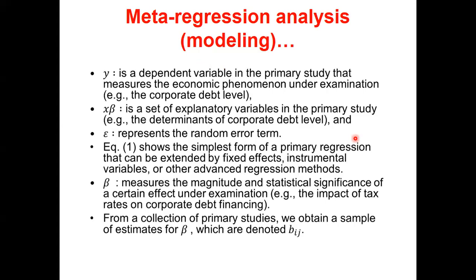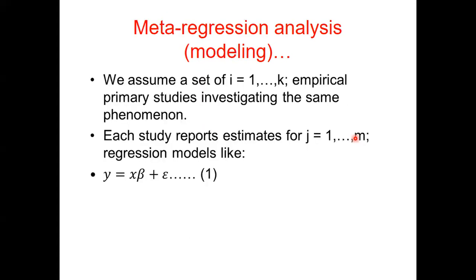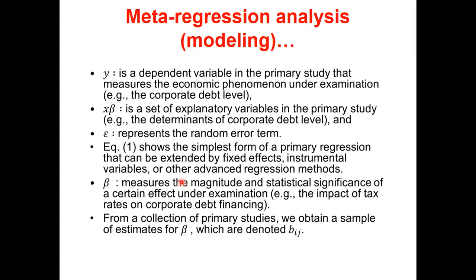So first of all, maybe for those who are not very conversant with regression, you need to realize that in each of these regressions, you'll have Y, which is the dependent variable from the primary study. That measures the economic phenomenon under investigation. It could be, for example, corporate debt level, firm performance, or employee performance. Then the Xβ is a set of explanatory variables in the primary study. Now, these could be things like determinants of corporate debt level, and epsilon is the random error term, okay?